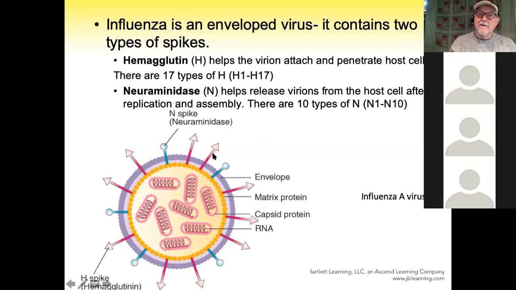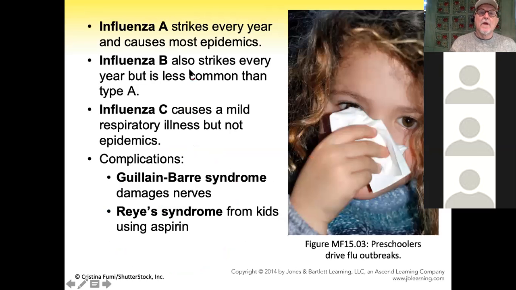But these proteins are very variable, and they can vary in minor ways, and they can vary in major ways. And it's important for us to understand both of those, whether they are major changes or minor changes. And I'll explain in a second. There are 3 species of influenza virus. Influenza A and influenza B are the ones that we actually have to worry about. But influenza A is by far the most important. Influenza A is the one we see circulating every year, and it's the one that causes the epidemics.